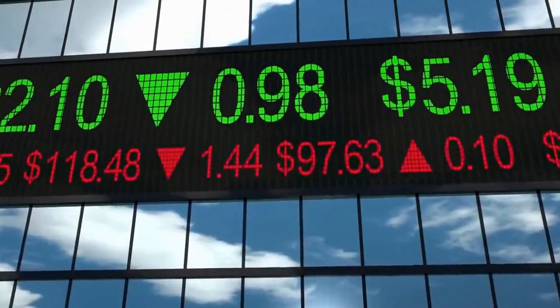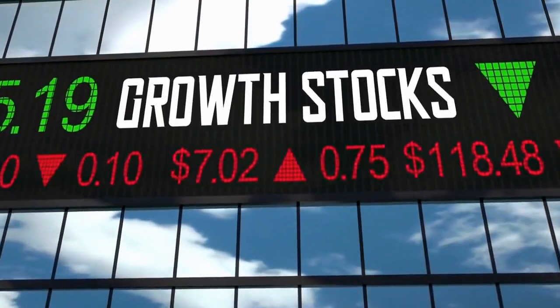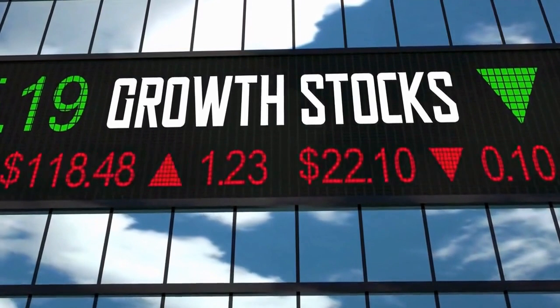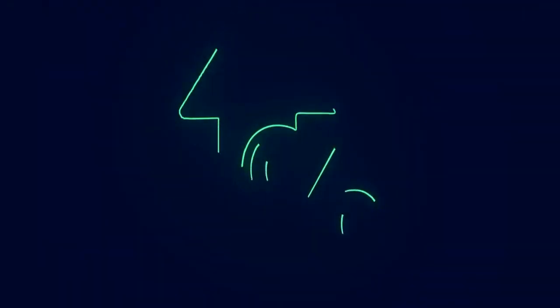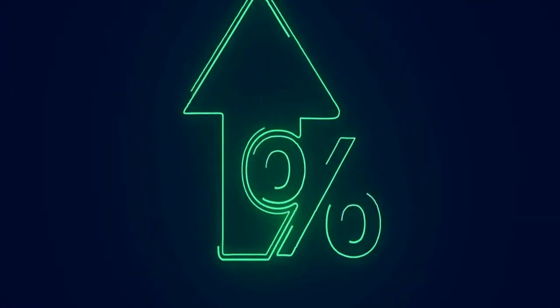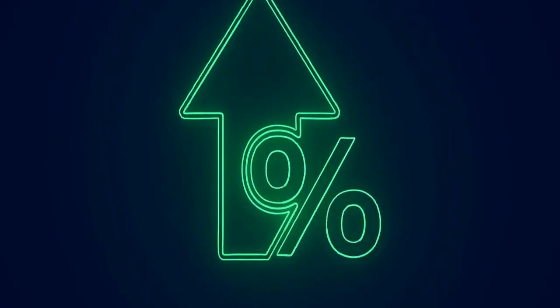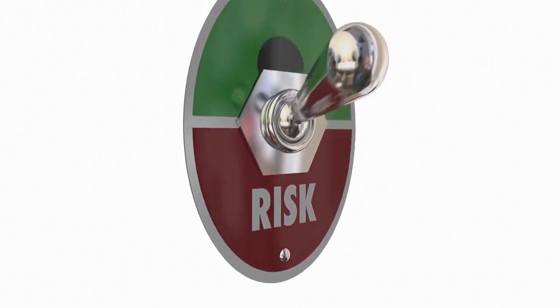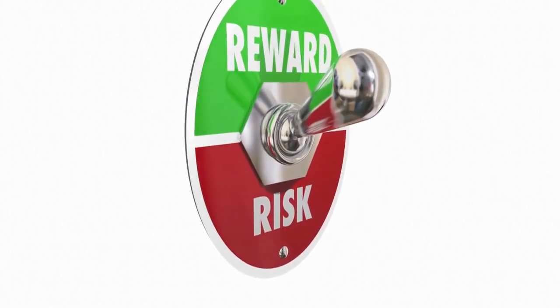4. Growth investing. On the other hand, growth investing focuses on companies with high potential for future growth. These companies might not be highly profitable at the moment, but they are expected to increase their revenue and earnings substantially over time. This strategy can result in higher returns, but it also comes with higher risk.